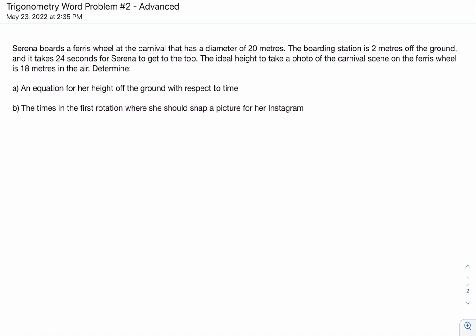And the reason I call it advanced is because it's just different from what we're used to doing. So the more practice we get, the better we're going to get at it. So let's look at this question here.